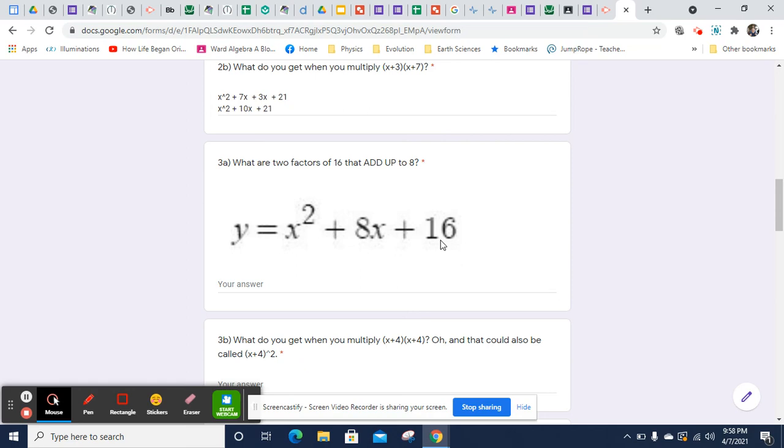So now we're going to look for two factors of 16 that add up to 8. Well, there's 1 and 16, doesn't work. 2 and 8 doesn't work. And then there's 4 and 4. 4 and 4 will work.